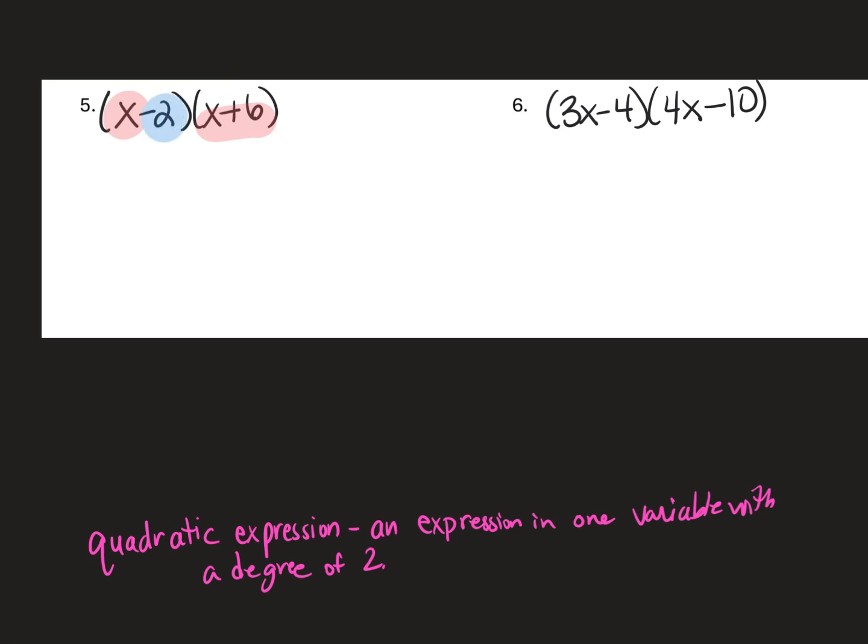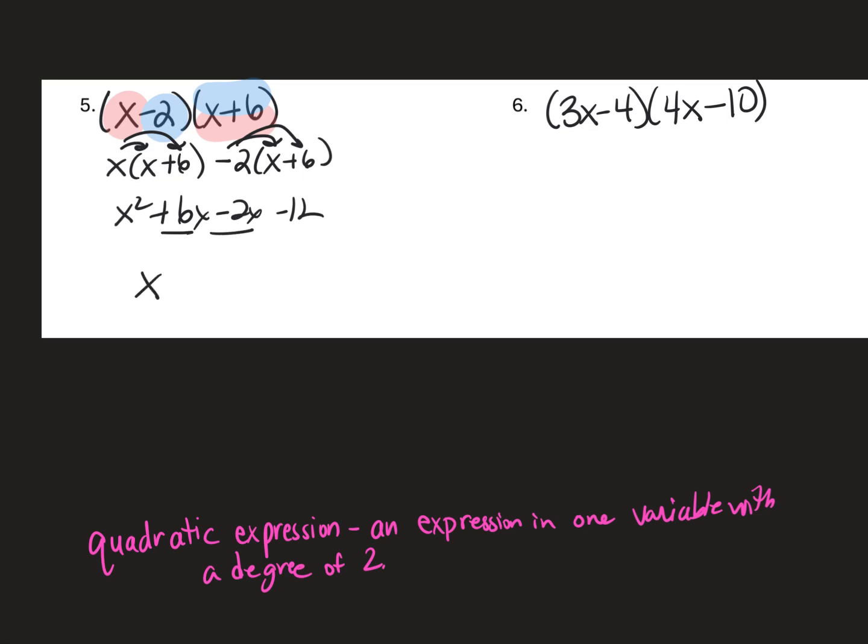Then I'm going to multiply negative 2 times x plus 6. So x times x plus 6. Then I'm going to do negative 2 times x plus 6, and then combine like terms. X times x is x squared, x times 6 is 6x. Negative 2 times x is negative 2x, negative 2 times 6 is negative 12. And then put together like terms, x squared plus 4x minus 12 is the answer to those two binomials being multiplied.